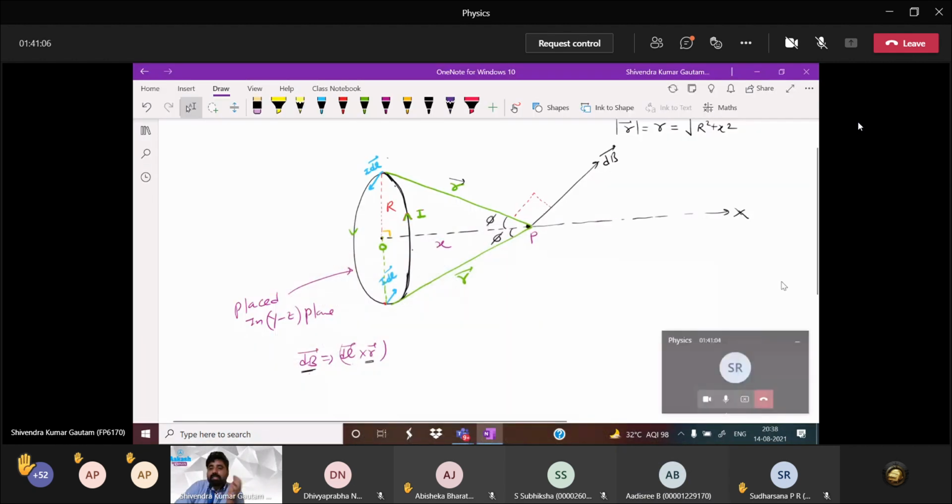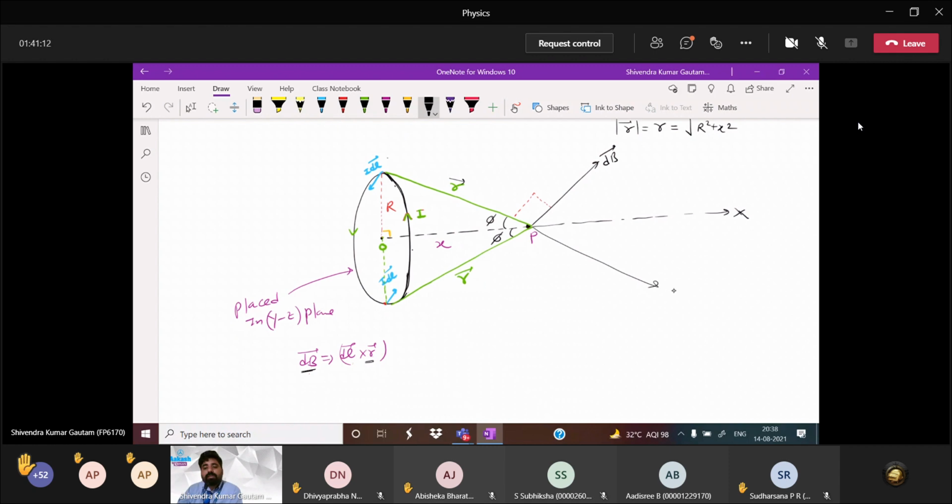Okay. Similarly, for this element, if you see DL cross R, here the dB vector you will get like this. This is the dB vector. I am showing you this to check which element cancels and which element will remain. Now, see this is the X direction. If I draw one perpendicular line to this X, I will get the Y axis or not? Yes or no? This is the Y axis or not?